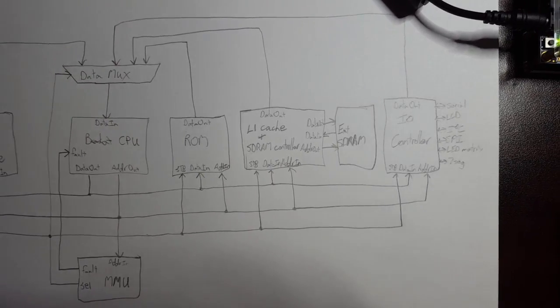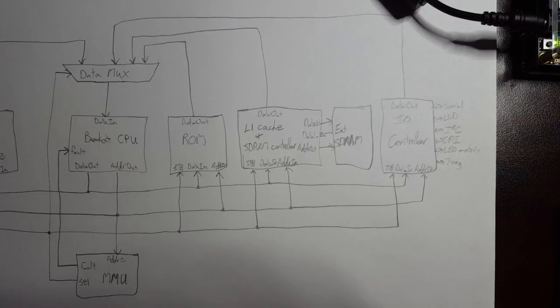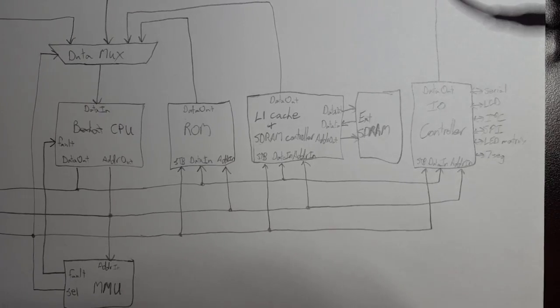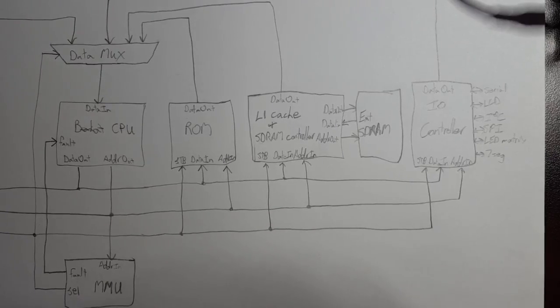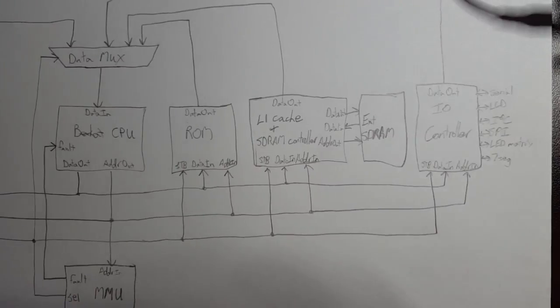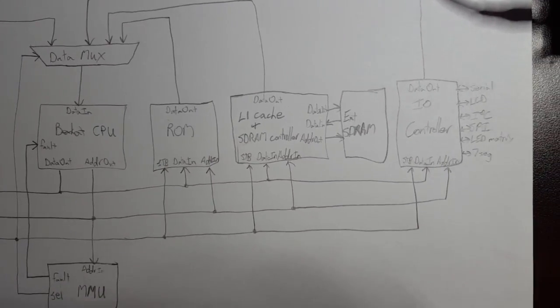So it refreshes way more aggressively than it needs to. It opens and closes rows more than it really needs to, that kind of thing. So I could make it more efficient, but so far it's just been a learning exercise, so I haven't really bothered.